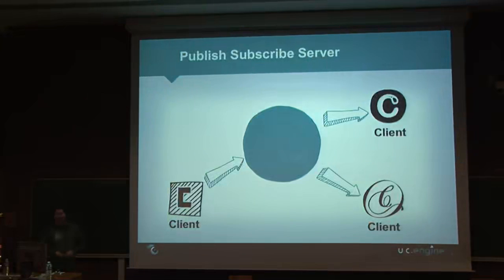UC Engine is a publish-subscribe server. Clients push events to the server, which dispatches them to other clients. It allows you to build real-time applications, such as collaborative-based services, games, live meetings, or anything else that fits in the event-driven philosophy.